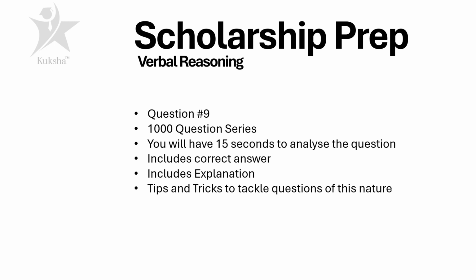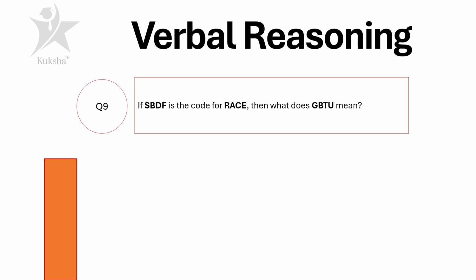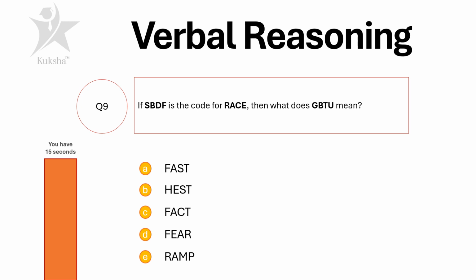So let's get started. Here is the question. If SBDF is the code for RACE, then what does GBTU mean? Your options are A. FAST, B. HEST, C. FACT, D. FEAR, or E. RAMP. And your time starts now.